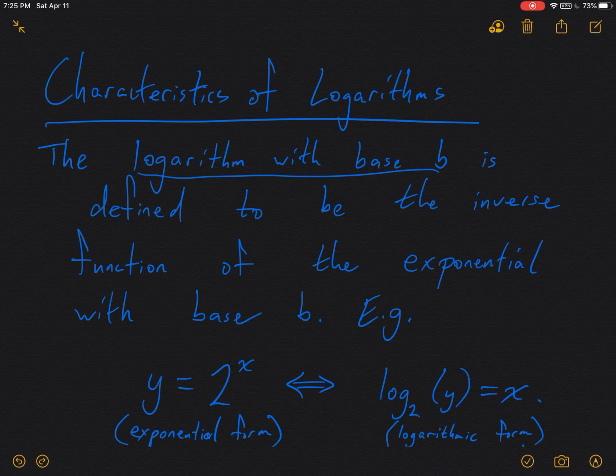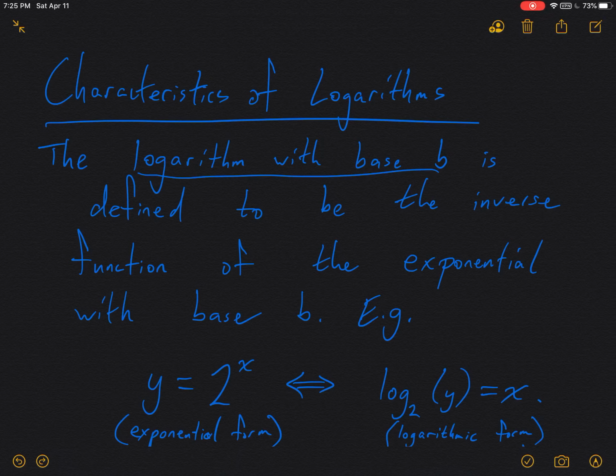This can be rewritten in terms of the inverse function as saying that log base 2 of y will get us back to x. So remember that the inverse function interchanges the roles of x and y. So saying that y is equal to 2 to the x is the same thing as saying that log base 2 of y is equal to x. And these two equations are equivalent to each other.